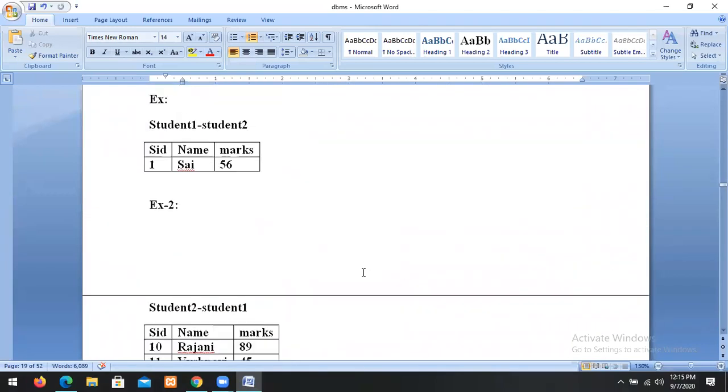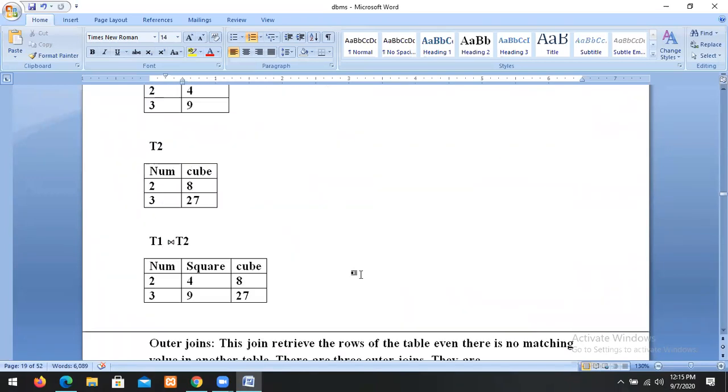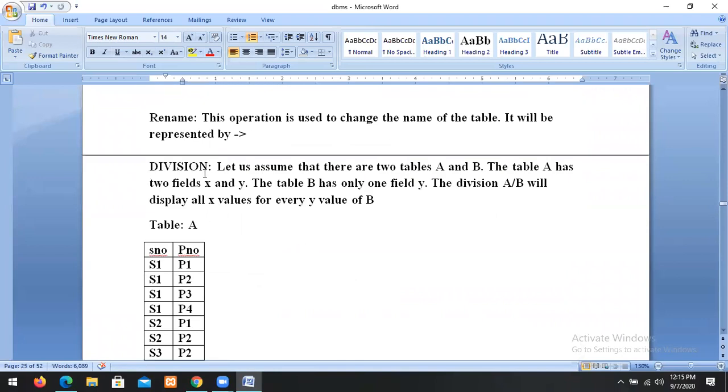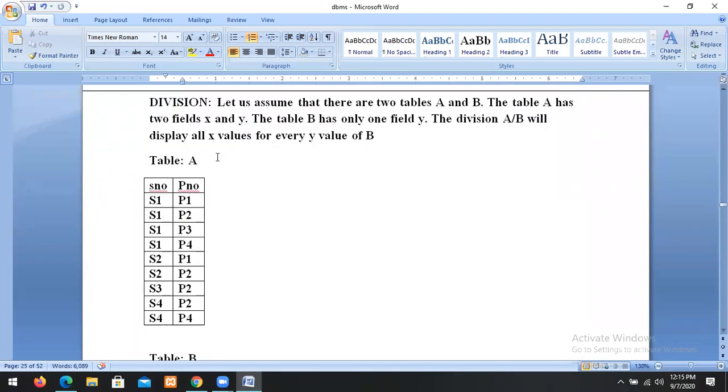That's what we call division. So this is the division. Let us assume that there are two tables A and B. The table A has two fields x and y. The table B has only one field y. The division of A by B will display all x values for every value of y in B.